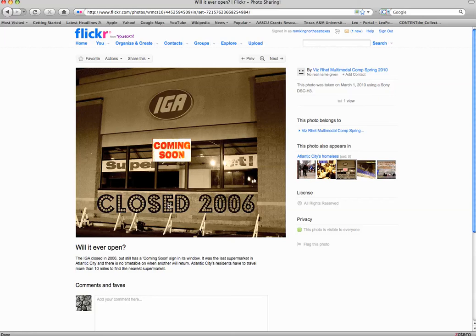IGA coming soon, closed 2006. Will it ever open? The IGA closed in 2006, but it still has a coming soon sign in its window. It was the last supermarket in Atlantic City, and there is no timetable on when another will return. Atlantic City's residents have to travel more than 10 miles to find the nearest supermarket.